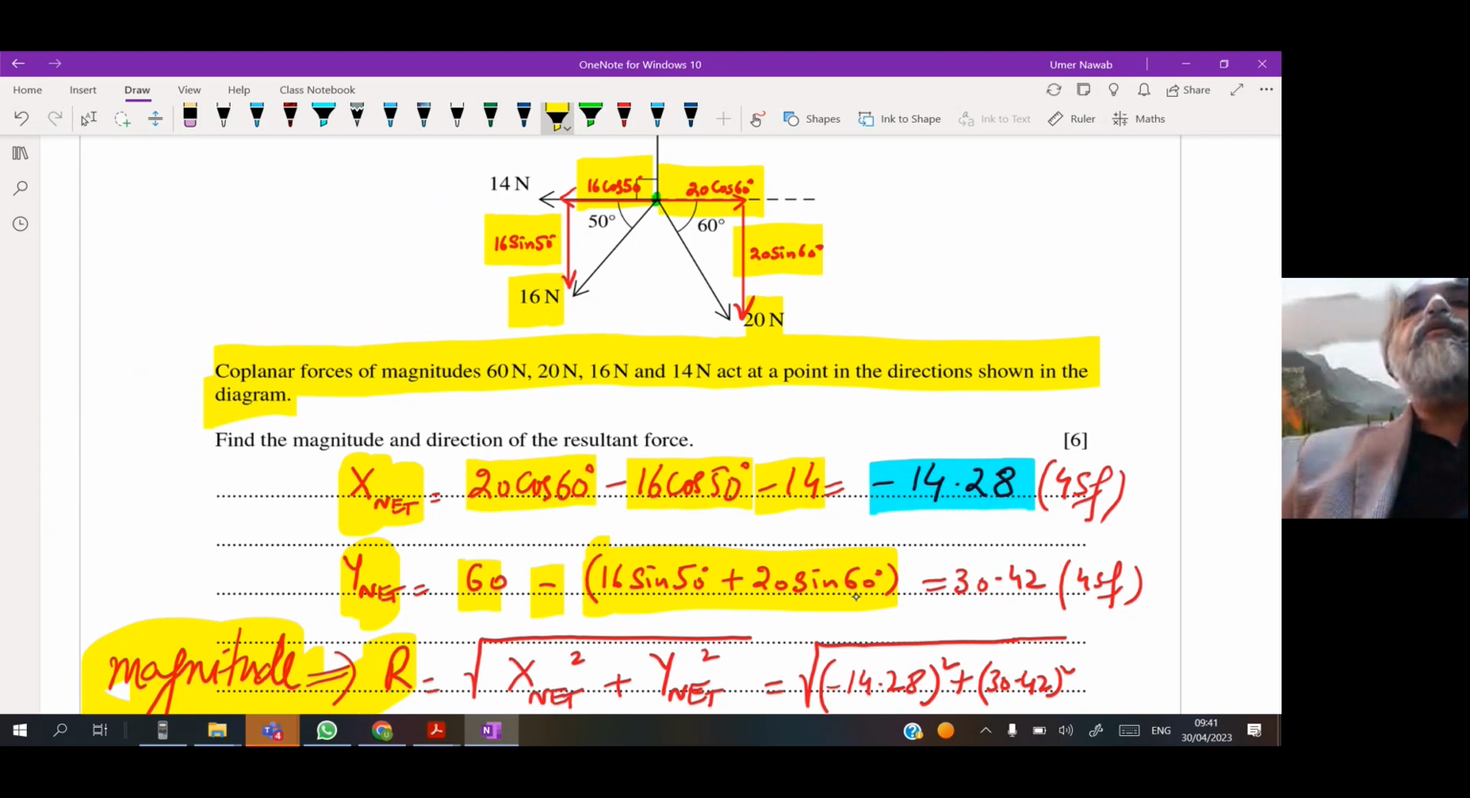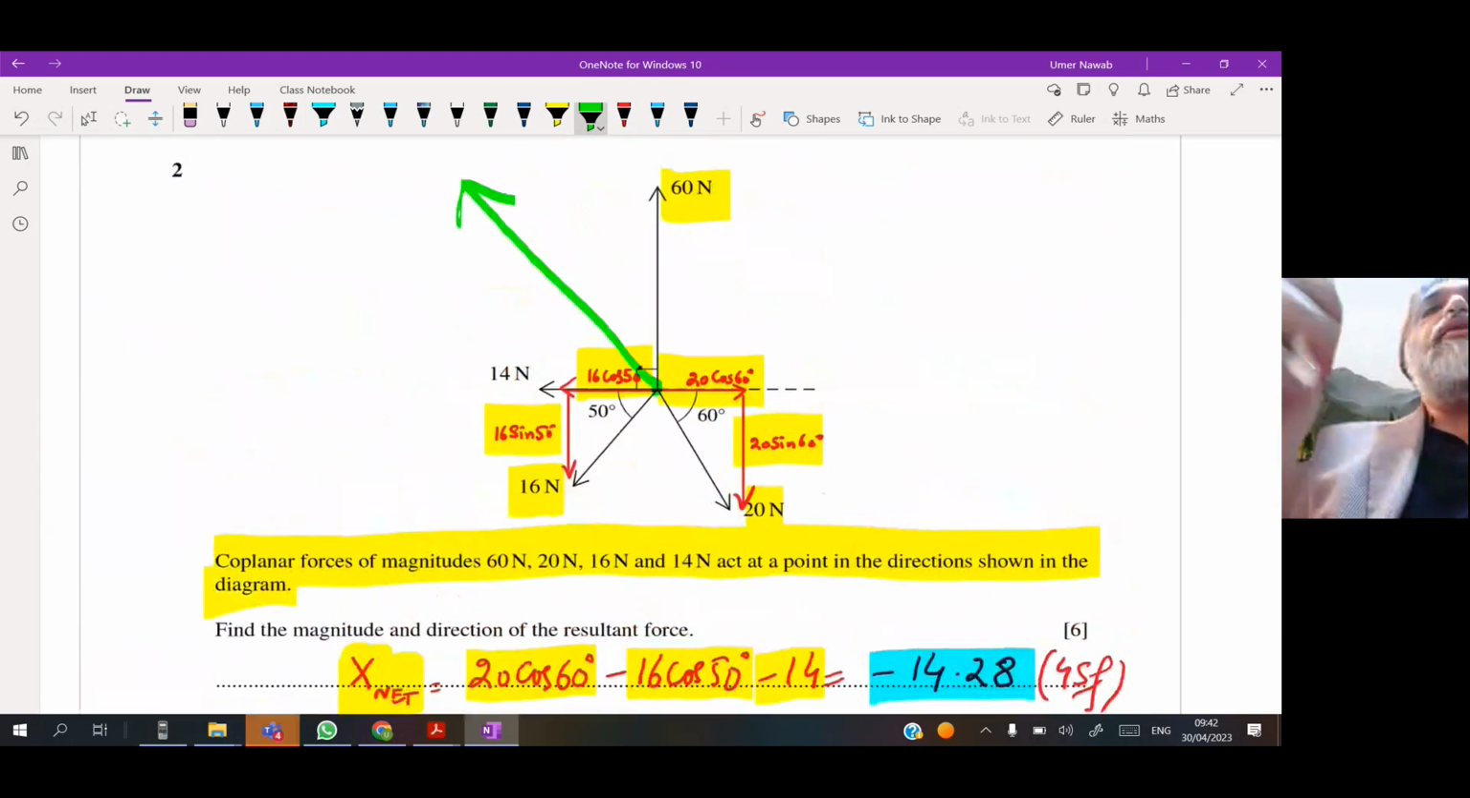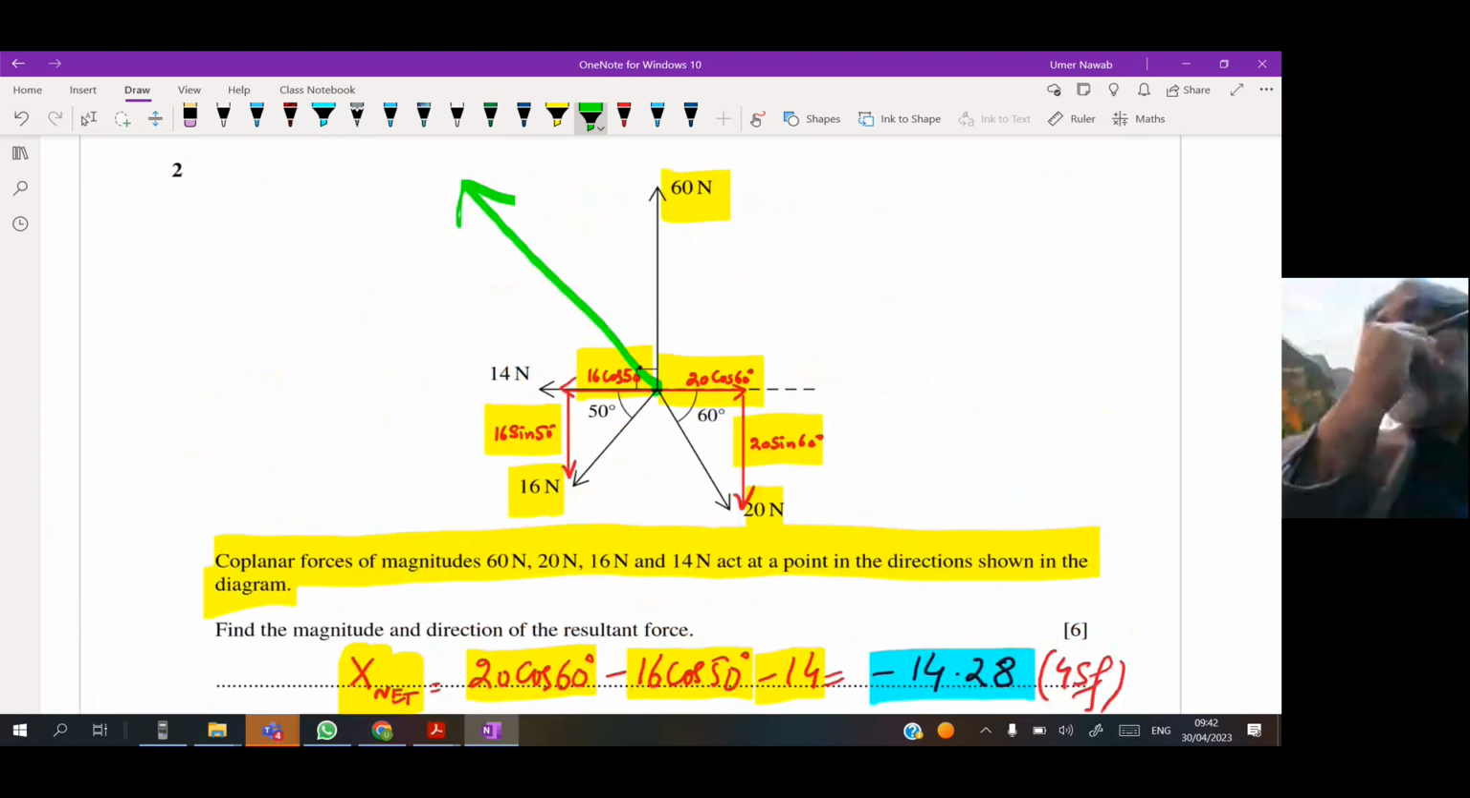This is the sum of all the downward forces: 16 sine 50 plus 20 sine 60. If you want to write individual forces, then you have to write minus 16 sine 50 and minus 20 sine 60. I wrote them collectively, as the collective forces acting downward. So upward forces minus downward forces gives me 30.42. It is positive, which means my y net will be acting upward. Now you can clearly see and feel how your resultant will be acting. Your resultant will be acting in this direction under the action of all the forces.